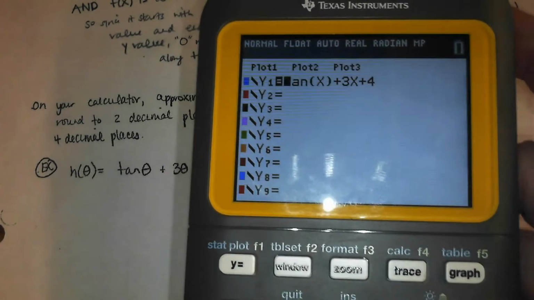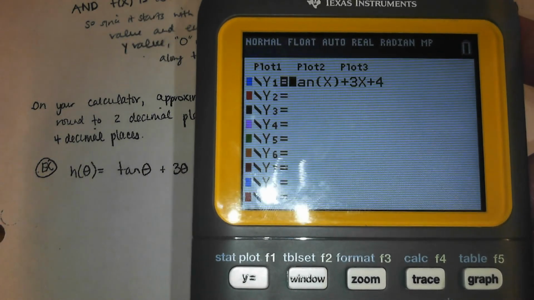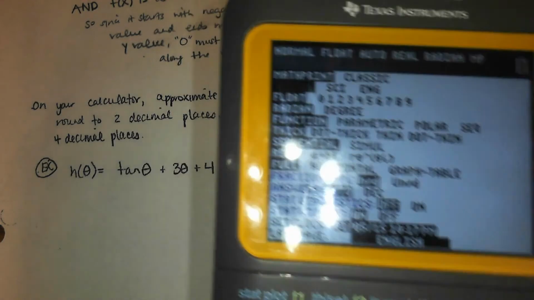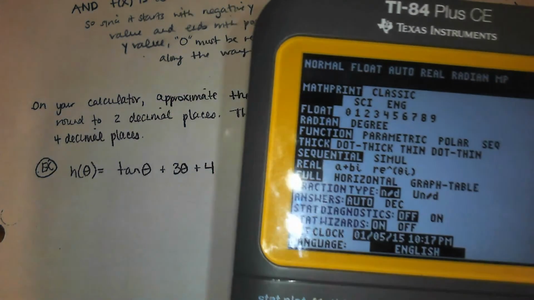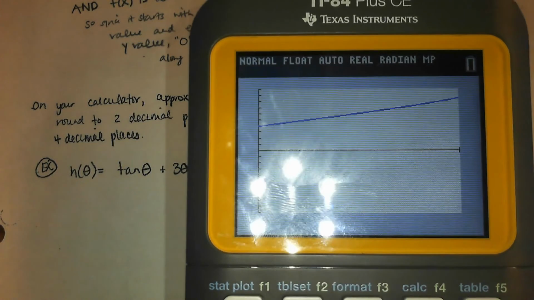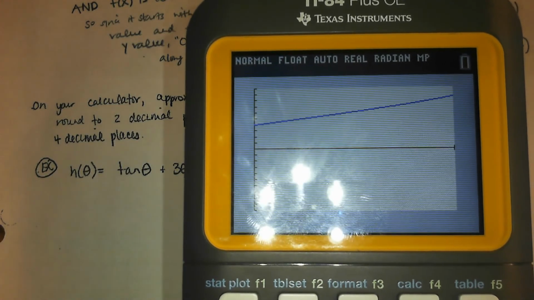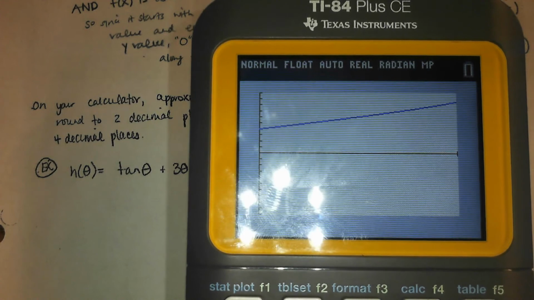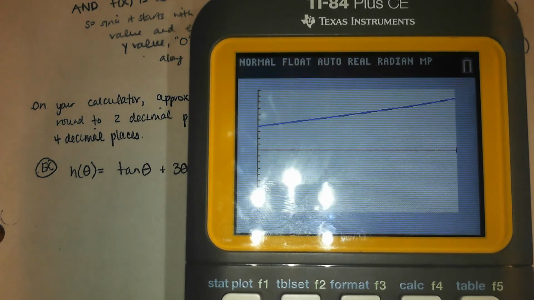Did I type something in wrong? Tan of x plus 3x plus 4. Mode, radians. What would you say there? Where's the 0? Right, I would say it's not there.